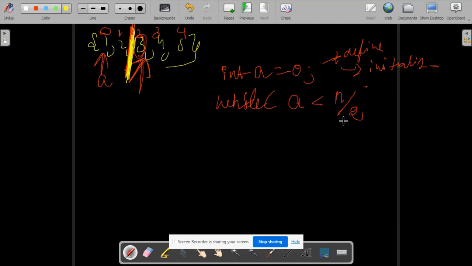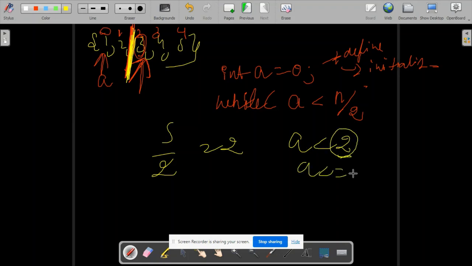Yesterday I already told you. So n is 5, divided by 2 is 2. And you are saying a less than 2. It means it is not even going to 2. It is going to less than or equal to 1. It means it is going up to this index. See, I am highlighting it with a blue boundary. That's why I did n by 2.